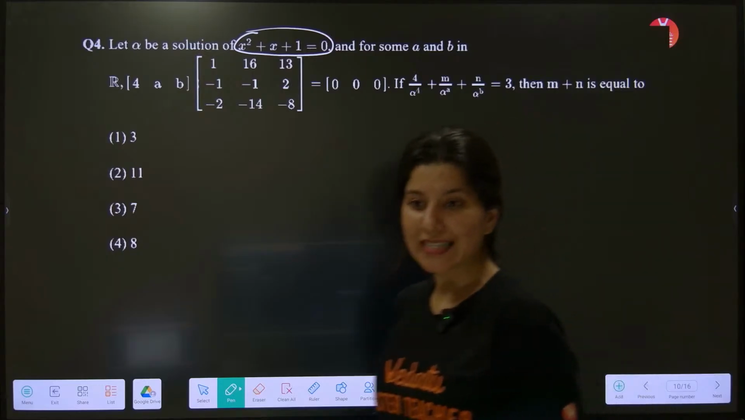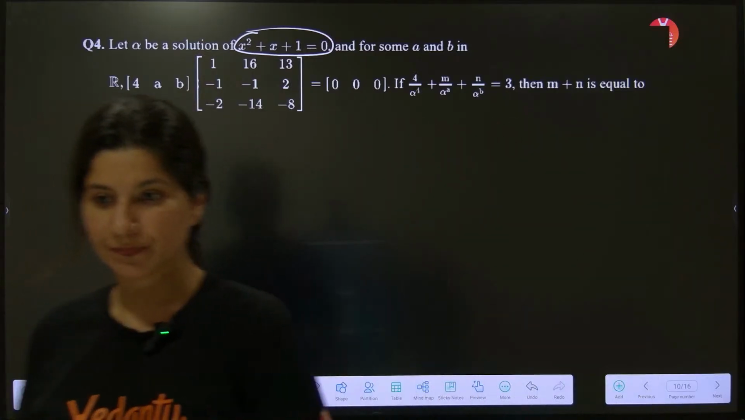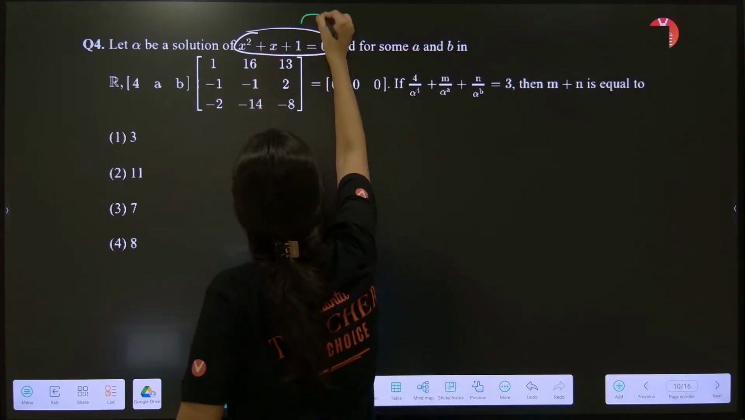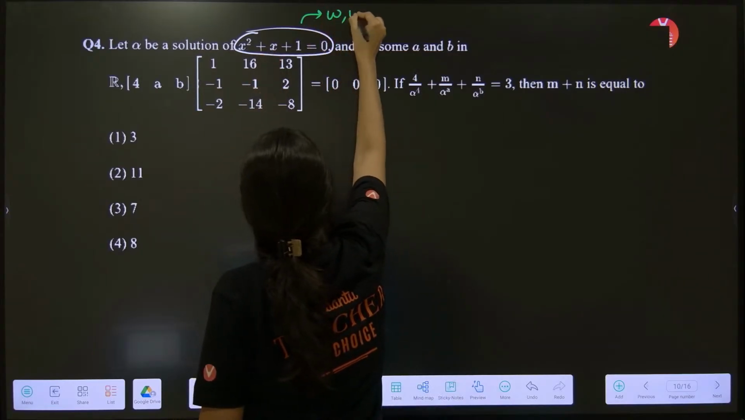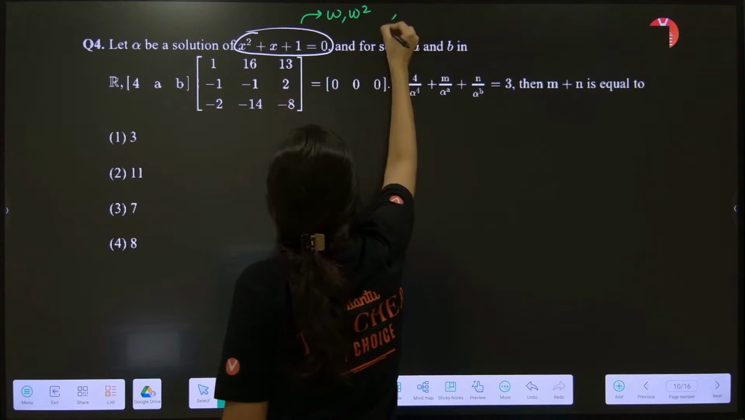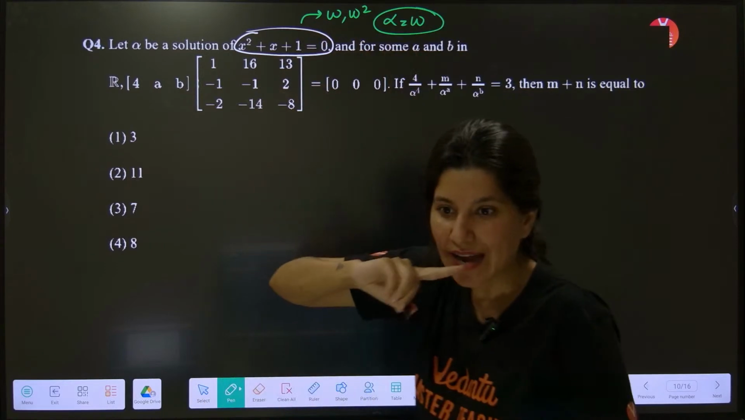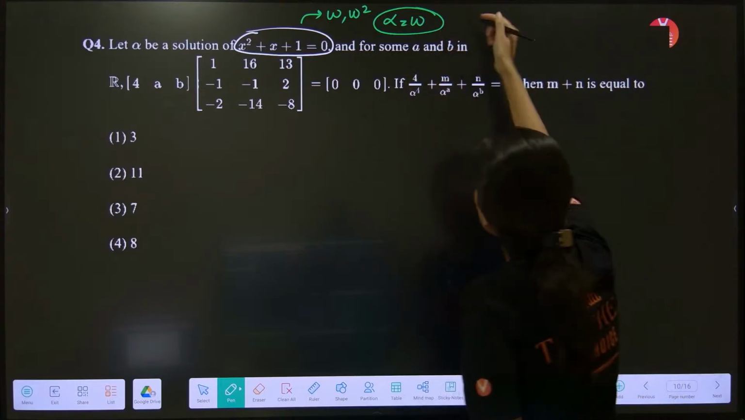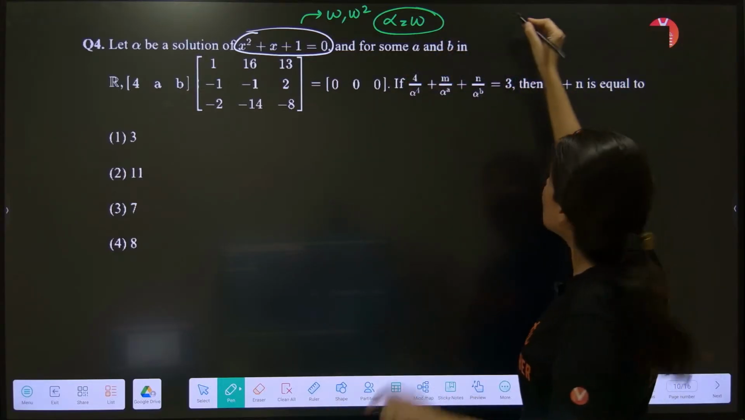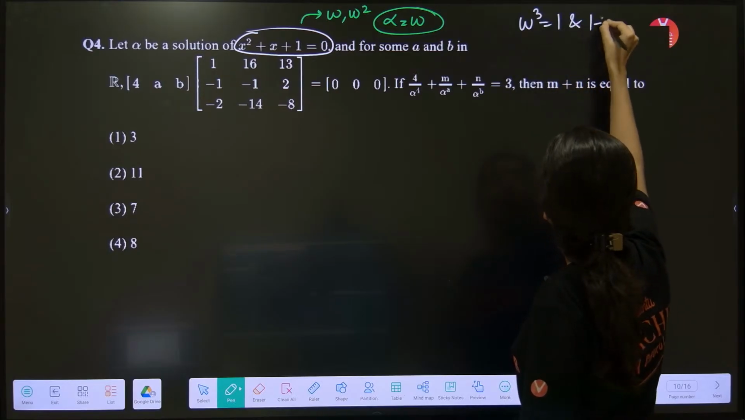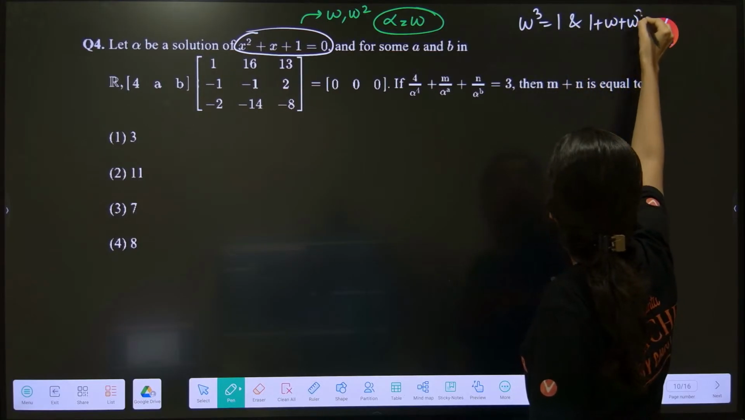x square plus x plus 1. The roots of this equation are omega and omega square. So right now you can take just omega. And if you talk about omega, there are two things you should know about omega, which is omega cube is 1 and 1 plus omega plus omega square is equal to 0.